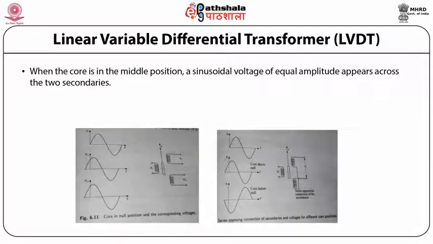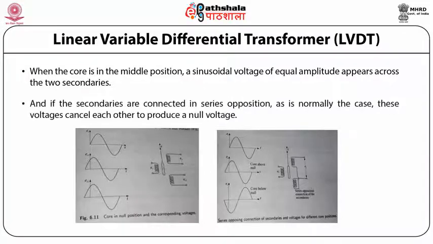When the core is in the middle position, a sinusoidal voltage of equal amplitude appears across the two secondaries. And if the secondaries are connected in series opposition, as is normally the case, these voltages cancel each other in order to produce a null voltage, as shown in these figures.